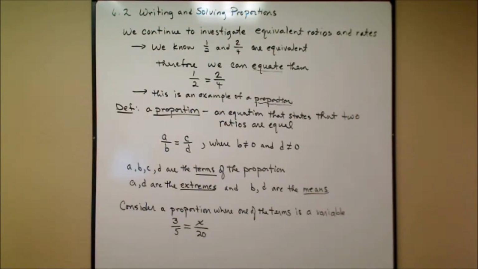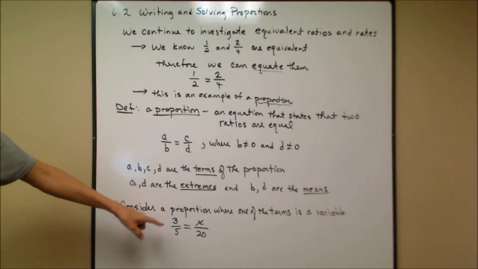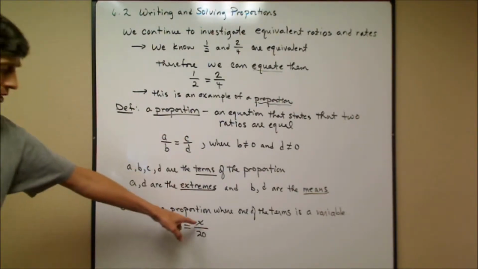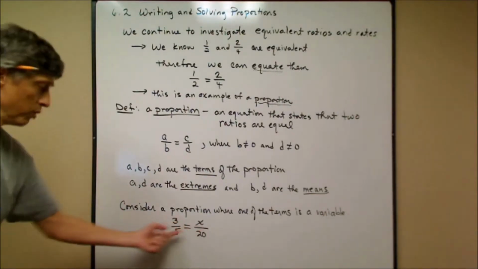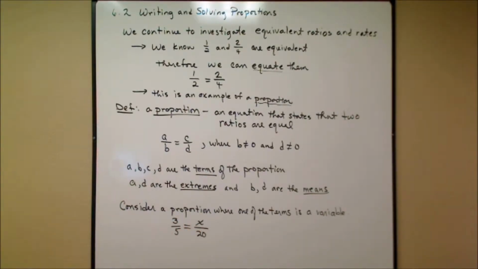Now we're going to consider proportions in which one of the terms is a variable, like in the example I have down here. You can see that the third term is the variable x. We can look at this and ask, what would x have to represent for these two ratios to be equal to one another, for this to be a true statement, a true proportion? That's what we're going to go about to solve.